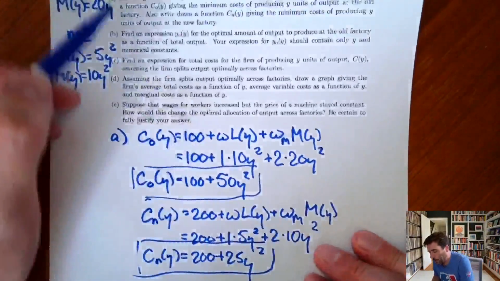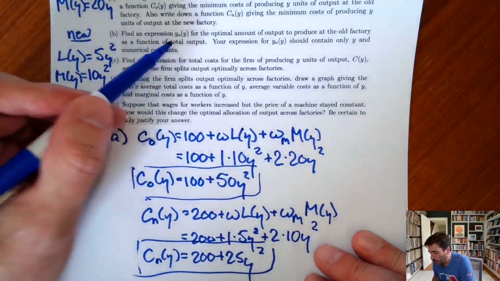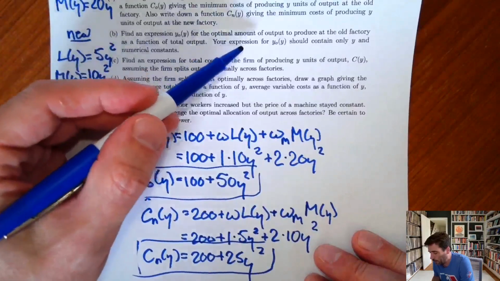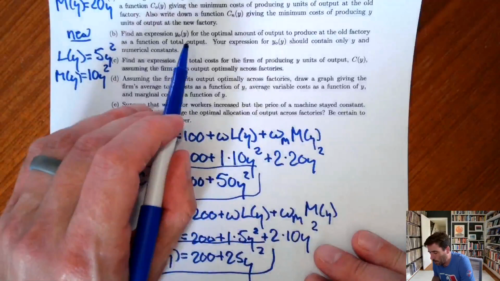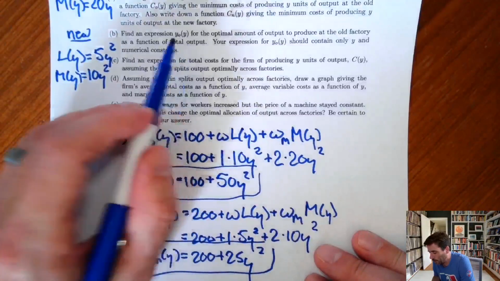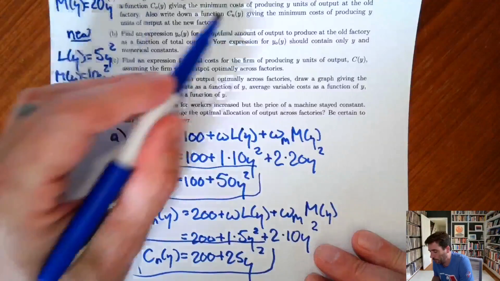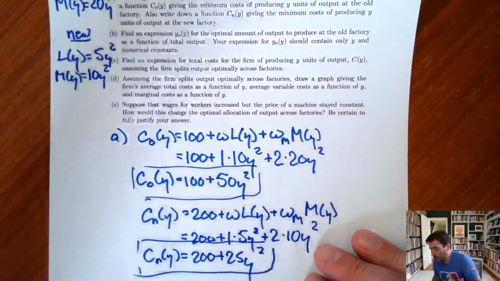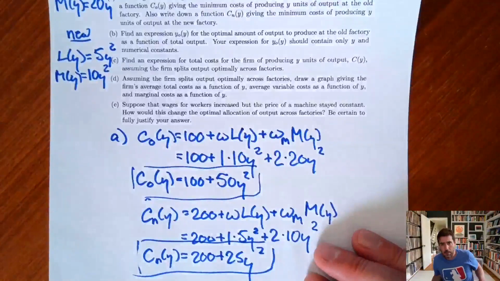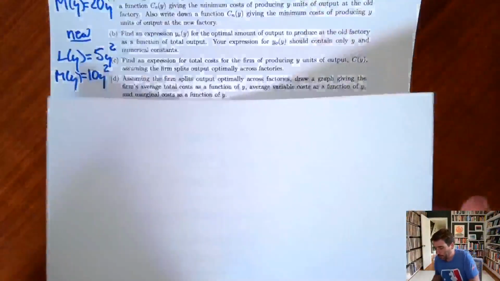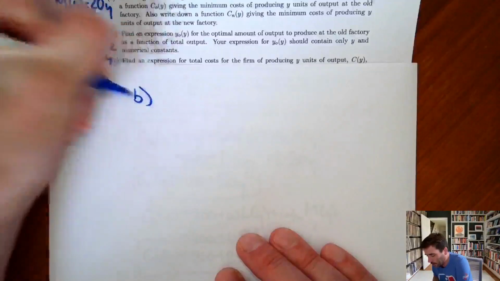Now let's move on to part B here. All right. Find an expression Y_o(Y) for the optimal amount of output to produce at the old factory as a function of total output. Okay, so Y now is total output, and it looks like we're going to be splitting it between factory old, factory new. So Y_o and Y_n for the new one. So let's start on a new sheet of paper here and think through this.